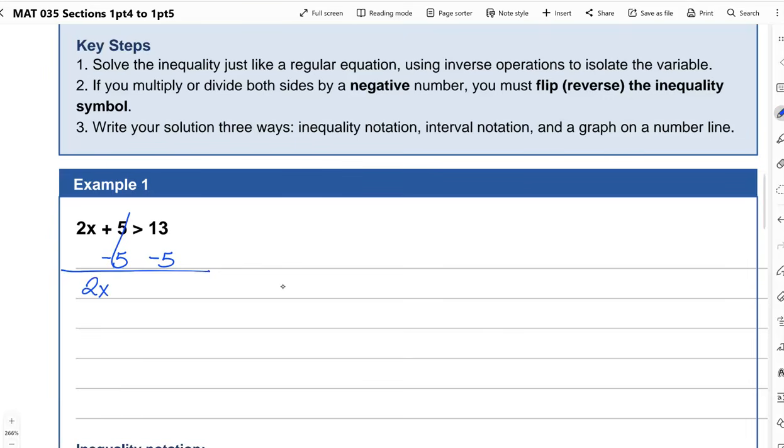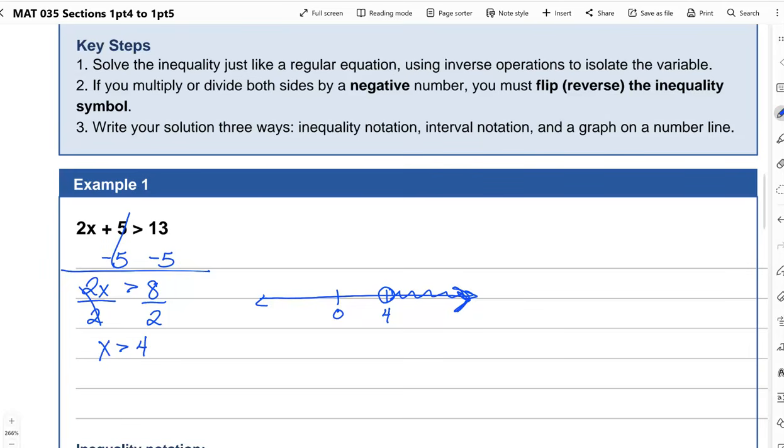So I'm going to do 2x is greater than 8. And then we're going to divide by that positive 2. And we're going to get x is greater than 4. So there's my inequality. If I wanted to graph it, I like to put 0 on my graph. And then here's 4. Open circle, shaded to the right.